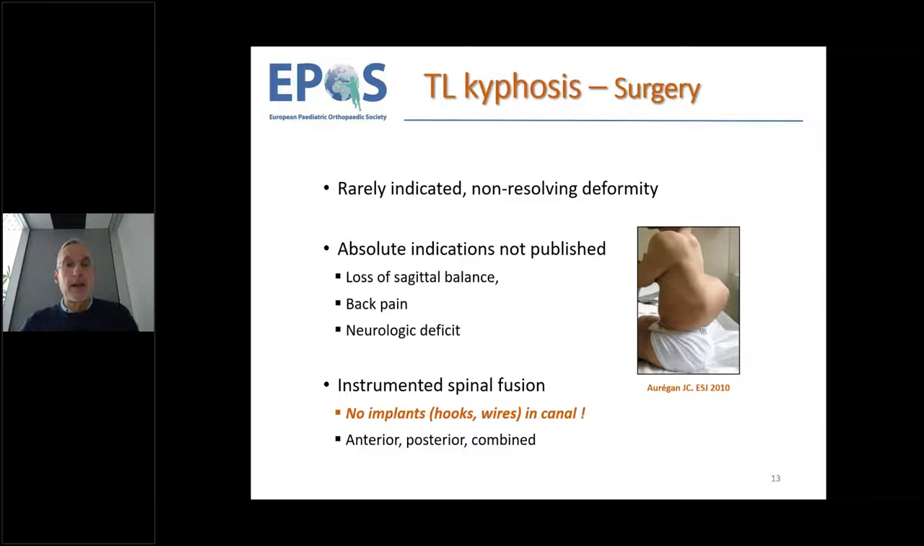Very rarely there is an indication for surgery if the kyphosis doesn't resolve or if it's very severe, as in the picture on the right side. Absolute indications are not published, but common indications are loss of sagittal balance, back pain, or neurologic deficits. If it comes to an instrumented spinal fusion, we should avoid intracanal implants like hooks or wires, because the canal is so small that you might compromise the neurologic function.